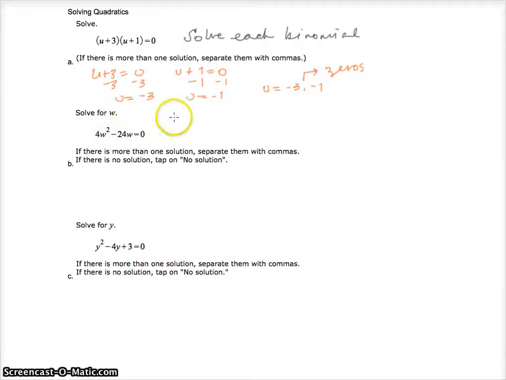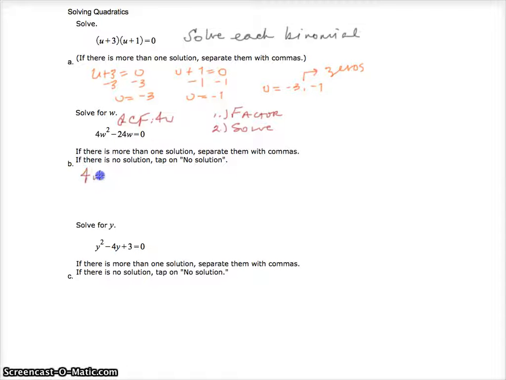4w squared minus 24w equals 0. So the first thing we're going to do is factor, and then we're going to solve each binomial. So to factor, here I have a greatest common factor, so my GCF is 4w. So that's where I'm going to start.